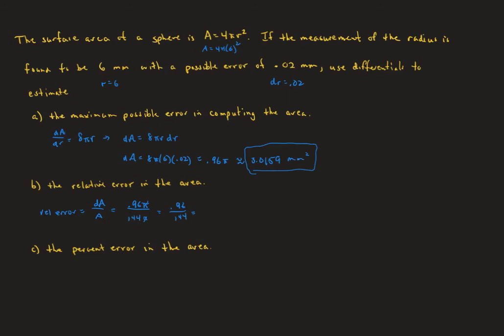I'm going to go to my calculator with this. 0.96 divided by 144 is about 0.00, and then it's 6 repeating. So I'm going to say that's about 0.007 to 3 decimal places. That's going to make the percent error in computing the area about 0.7%. Okay, very good.